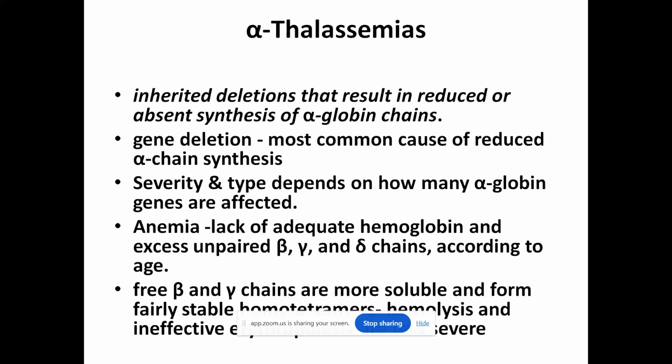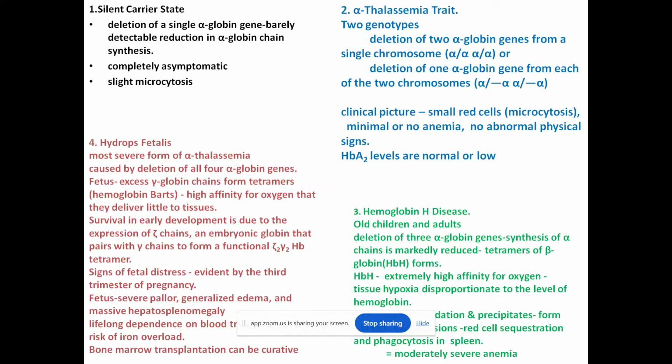Next is alpha thalassemia. Alpha thalassemia is due to deletion of the alpha globin genes. Depending on the number of alpha globin genes affected, we have different subtypes. When one alpha globin gene is deleted, that is called a silent carrier. It is asymptomatic. And if two globin genes are deleted, that produces the alpha thalassemia trait. It is a milder anemia.